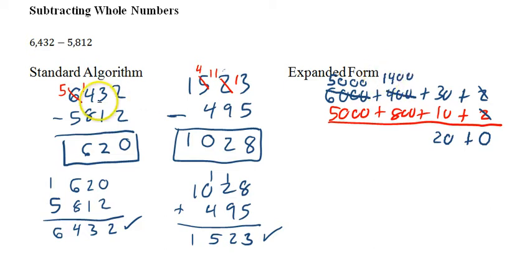And that's why we just put that little 1 in front, because we're taking an entire 1,000. So what we had was 400, and then 400 plus 1,000 is 1,400. And now you can go 1,400 minus 800 is 600, and 5,000 minus 5,000 is nothing. So we have 600 plus 20 plus 0. So it's 620.